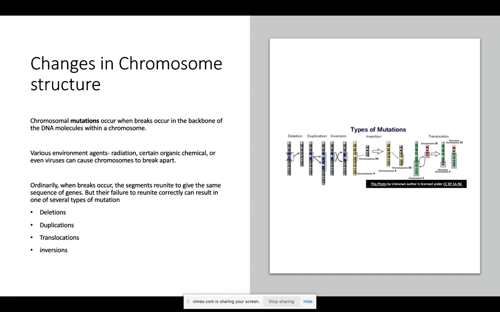Normally, whenever the breaks occur, the segments can reunite to give the same sequence of genes, but the failure of them to reunite can result in one of several types of mutations. So there's deletions, duplications, translocations, and inversions. Just want you to know the definition of each. I've included some examples, but more important for you is just to know the definitions.